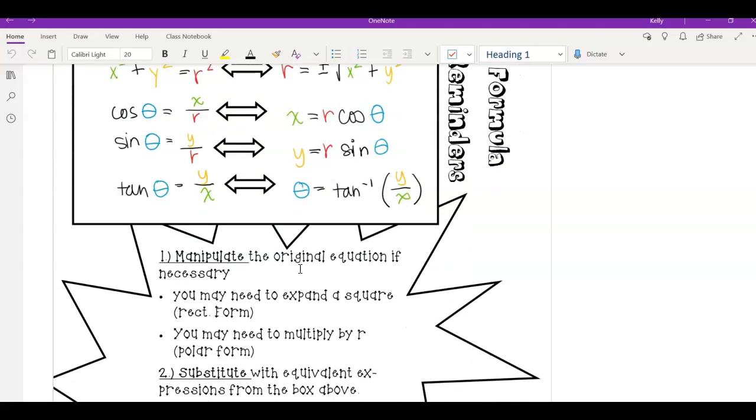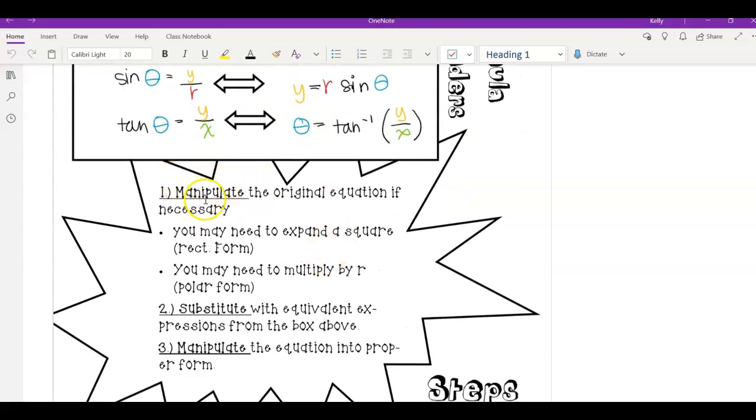So here are the steps we're going to use to do that. First, you're going to need to manipulate your original equation if necessary. And for that, you have to think a little bit ahead and compare that to these formulas that we have and see, okay, how could I get it to fit into the form that I have in one of those formulas? Things you might need to do: you might need to expand a square, you might need to multiply by r, you can add, subtract, multiply, and divide, obviously, but those are the kinds of things you're going to need to do for your equations before you can go through and then substitute.